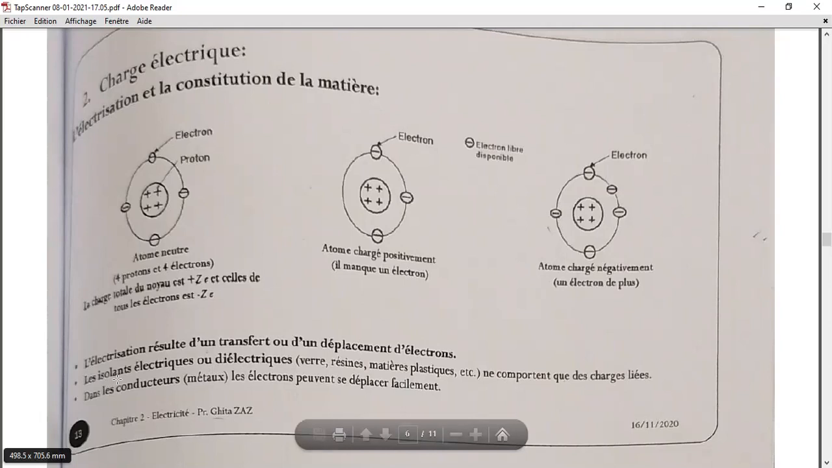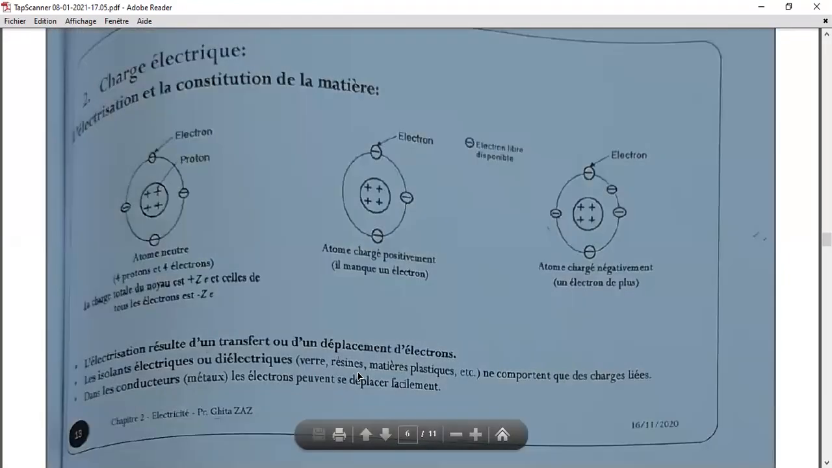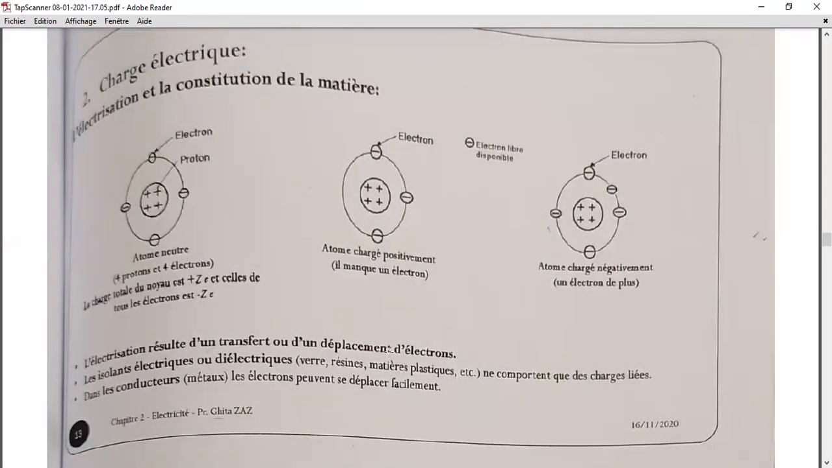The insulators, when I talk about insulators, it means the non-conductors, the dielectric: glass, resin, matter, plastic. Those are non-conductors, they only keep the charge in place. So they are saying that non-conductors only have charges which are in one place. When you form their charges, you cannot see the movement of charges. As I said earlier, with non-conductors there's no movement of charges. That's why it's really impossible to create electricity with a non-conductor.